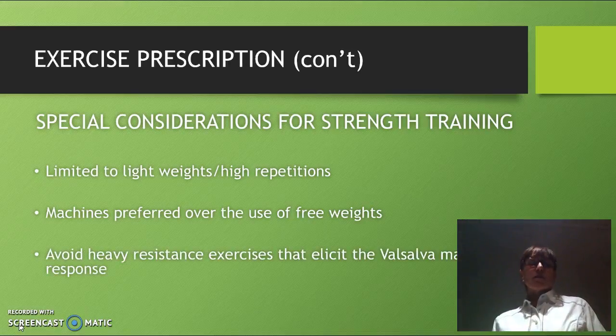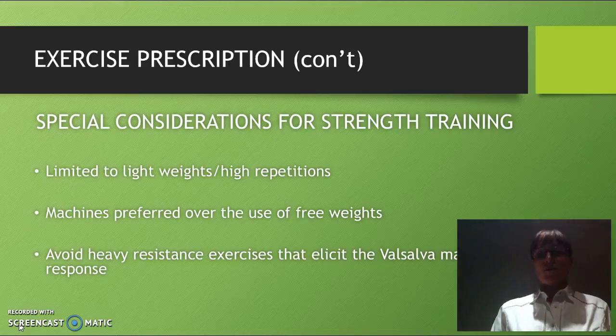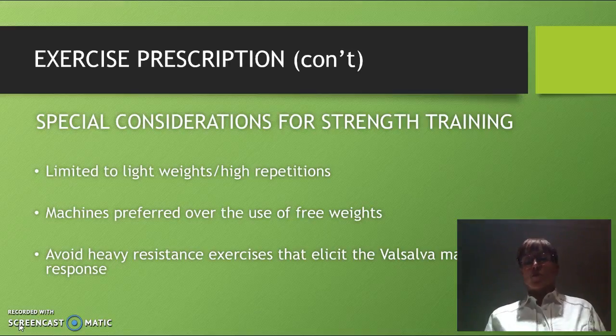And also, you want to avoid heavy resistance exercises that elicit the Valsalva maneuver response, because that is not a wise thing to do for someone that's on a beta blocker. That Valsalva maneuver and lifting heavy weights is going to increase the pressure in the blood vessels, and it could be dangerous for someone that is on a beta blocker. So you want to be really careful when you're prescribing your exercise prescription for strength training.